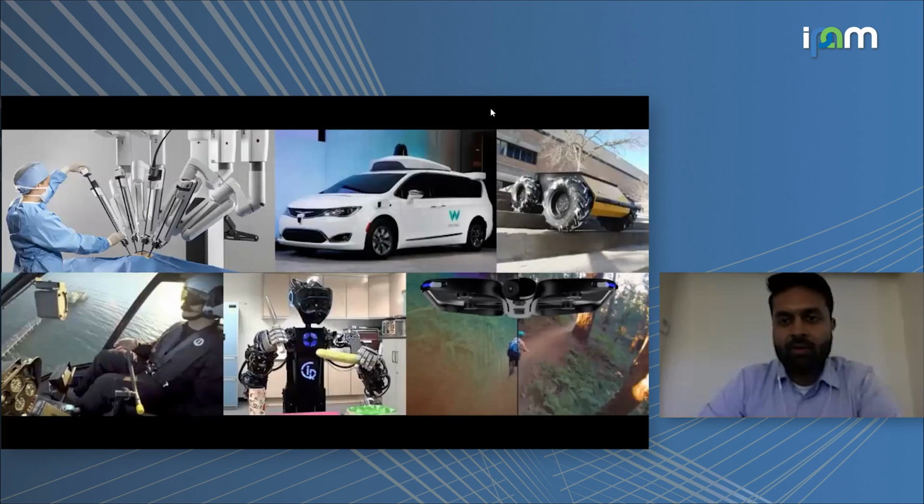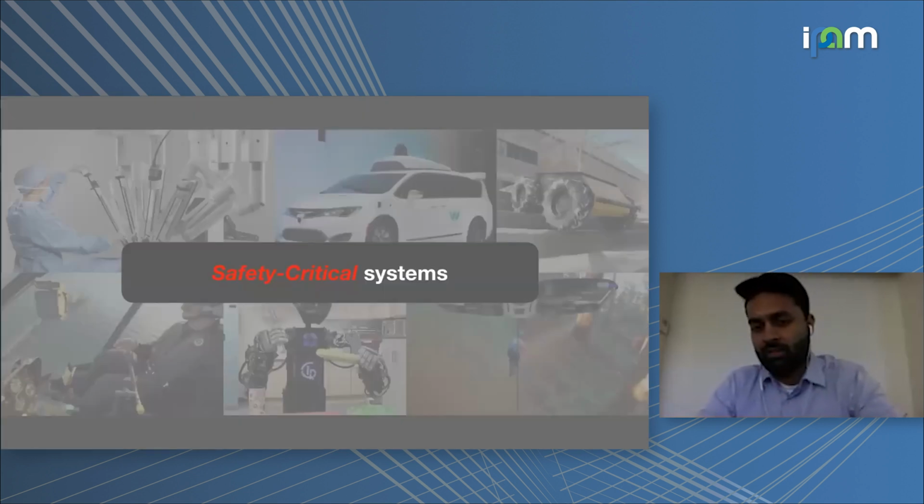So at a high level, my research deals with autonomous systems like these. And here we have surgical robots, autonomous cars, autonomous drones, as well as service robots. And all these systems might seem very different from each other at first glance, but they actually have something in common. These are all safety critical systems.